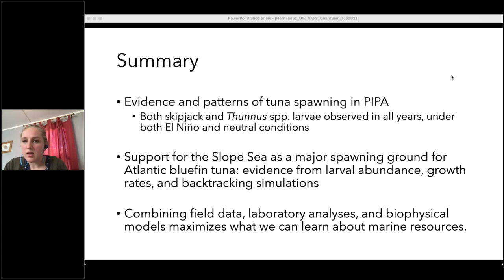There's one or two questions in the chat about the PIPA project, so I'll go back to those. Maite asks, how fast can the larvae move from inside to outside the MPA through the currents? Yeah, so most of my larvae in that study are a week or younger, so they can move pretty fast. The currents are sufficiently fast to move them across those boundaries within about a week.